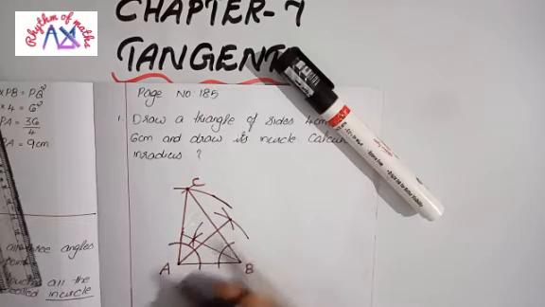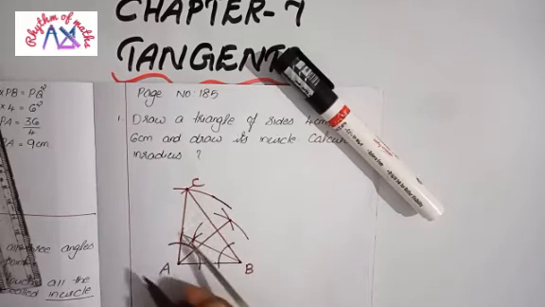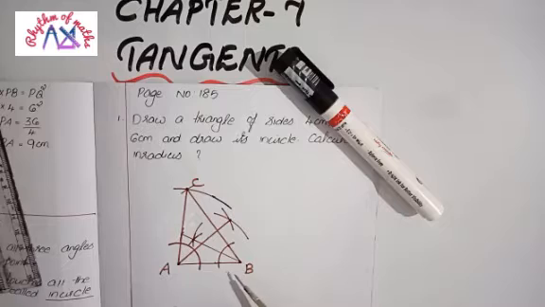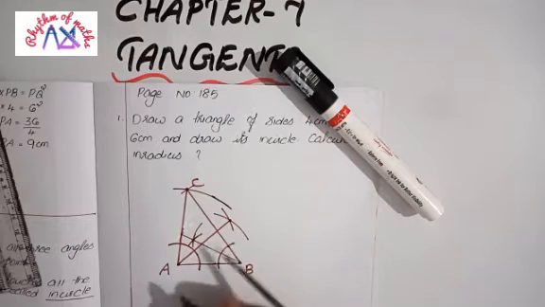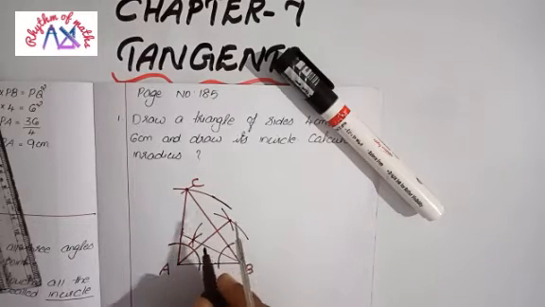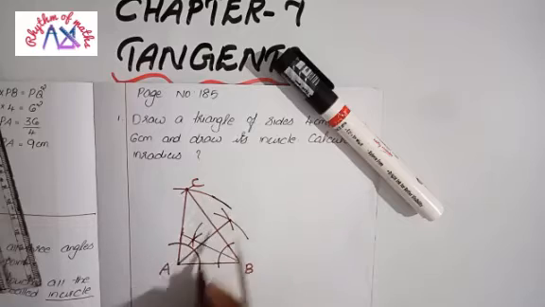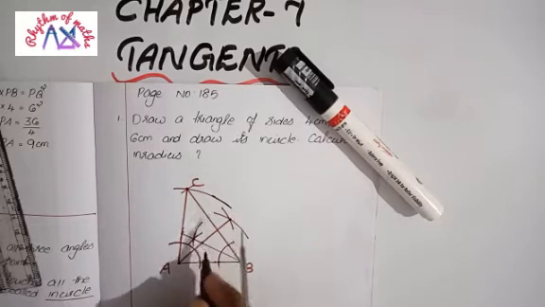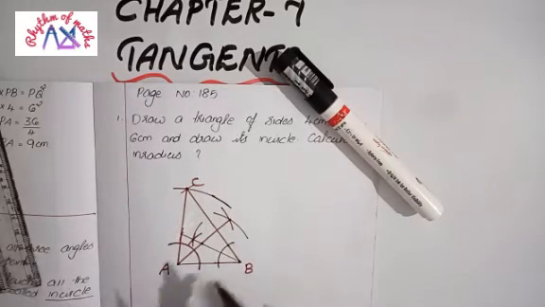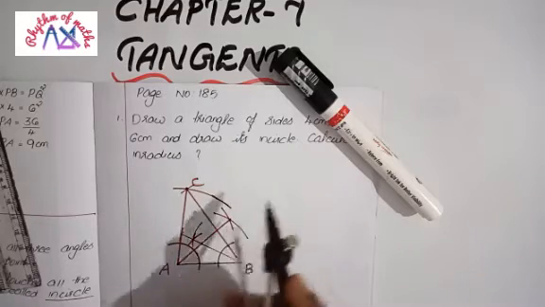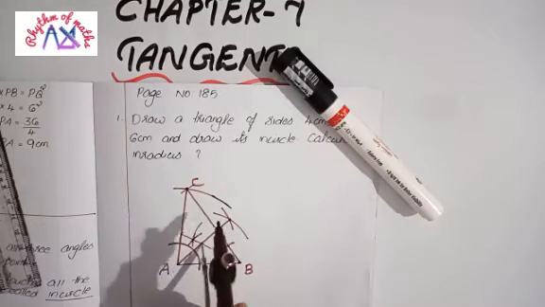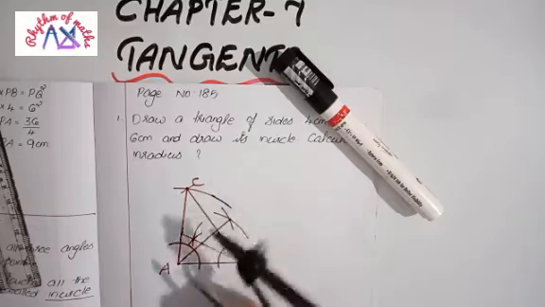Okay, this line is the bisector of angle A. This line is the bisector of angle B. Now you can see that these two bisectors join at a point. Okay, these two bisectors join at this point. This point is the center of the incircle. Okay, this point is the center of the incircle.